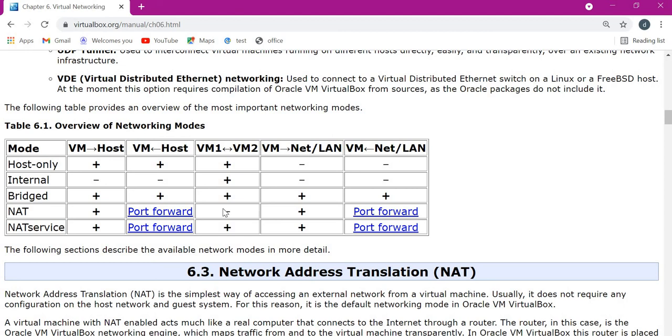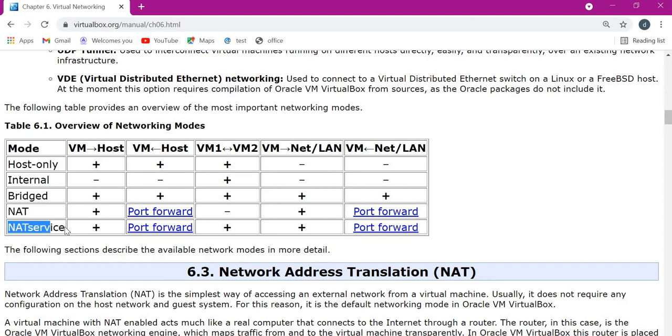So the communication between VMs is not possible. The VMs cannot connect to each other. And the VM can access the internet or LAN via the NAT interface, and the machines from the LAN or internet can access the VM via the port forwarding feature. So here the drawback is there is no communication between the VMs.